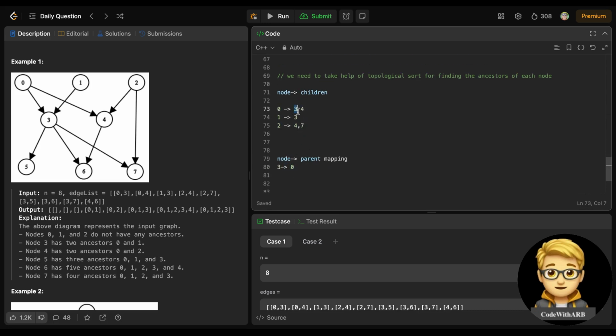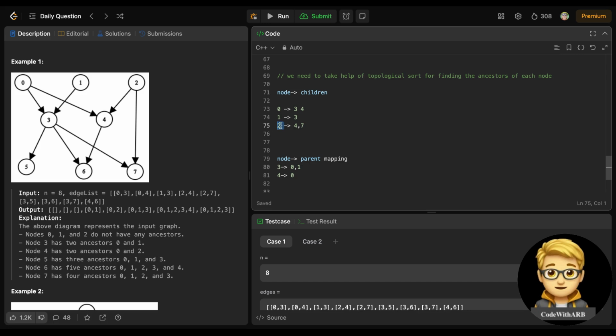Basically, for this 3, 0 is a parent, and for 4, 0 is also a parent, right? Now when we got 0 for this 3, I will check for 0 whether we have any parent for 0 right now. No, we don't have, right? So we won't do anything. Again, when we come to 1, this 1 has child 3, right? So it means 3 also has 1 as a parent, so I will include 1 for this 3, right? I will also check whether this 1 has some parents or not. It doesn't have any parents, so we will not include anything.